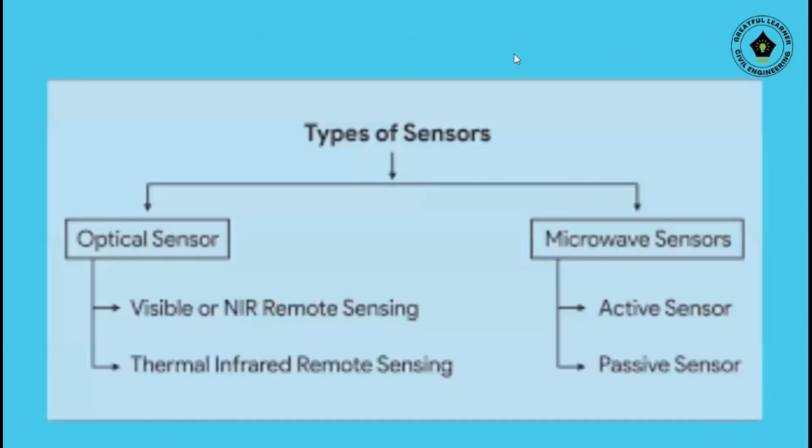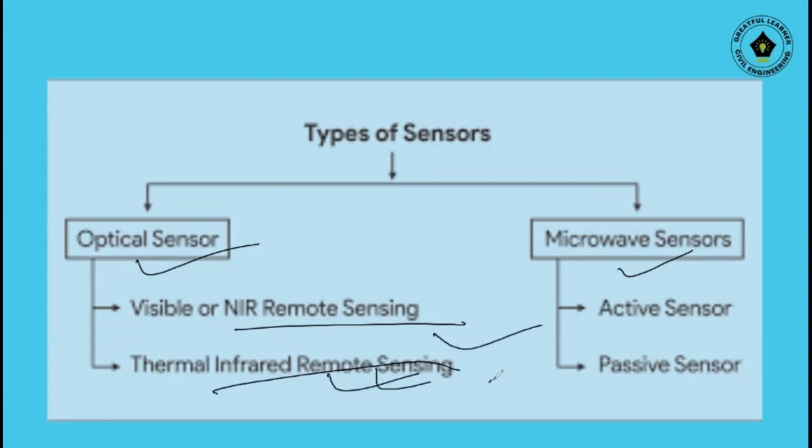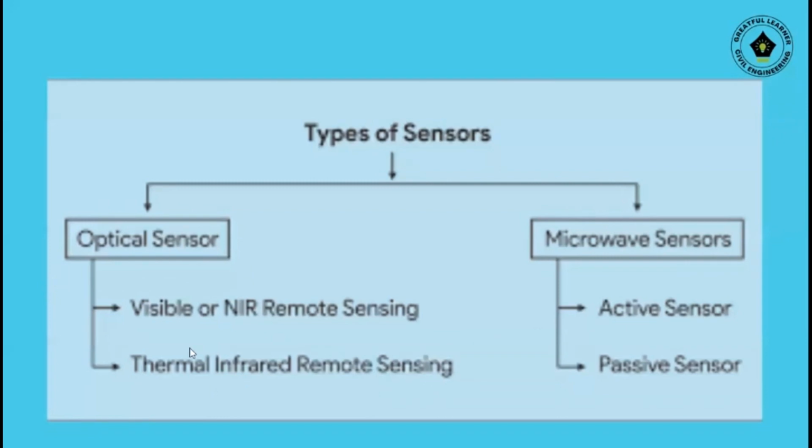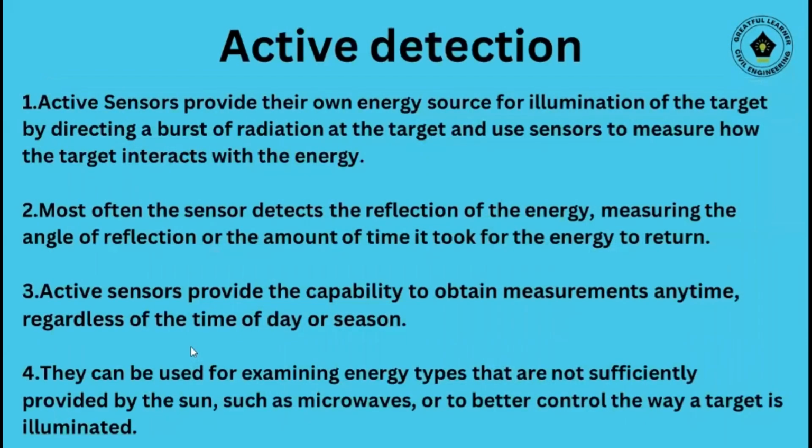Okay, now the types of sensor. There are two types of sensor. The first one is the optical sensor, then the microwave sensor. What is an optical sensor? It was developed for NIR remote sensing, and then thermal infrared remote sensing. The microwave sensor is defined as active sensor and passive sensor. These are the types of sensor, and we also discuss these two types and their variation.